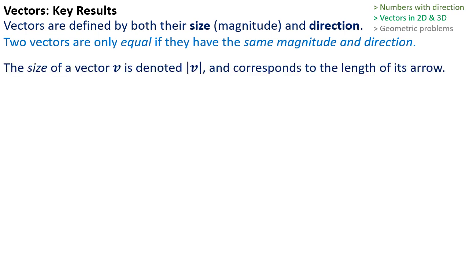The size, incidentally, is denoted with these two vertical lines, sometimes known as the modulus function, which we could use for numbers as well. We could say the modulus of 5 is 5, and the modulus of -5 is also 5. It's a way of asking for the size of a value, sometimes known as the absolute value.